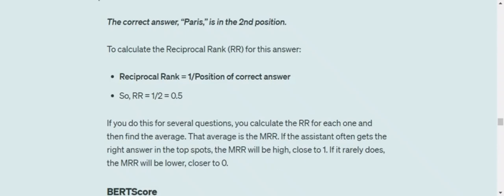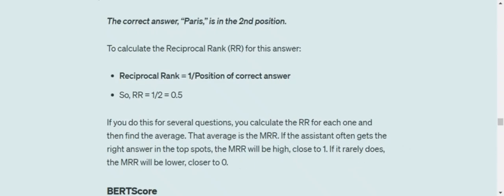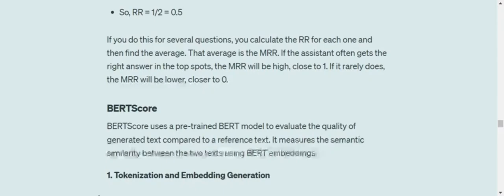Very easy to understand. Now, if the assistant often gets the right answer on the top spot, that would be 1 upon 1, hence the reciprocal rank would equal 1 for most of the cases. The MRR would be higher, close to 1. If it is not good at it, the MRR would be close to 0. It is as easy as that.